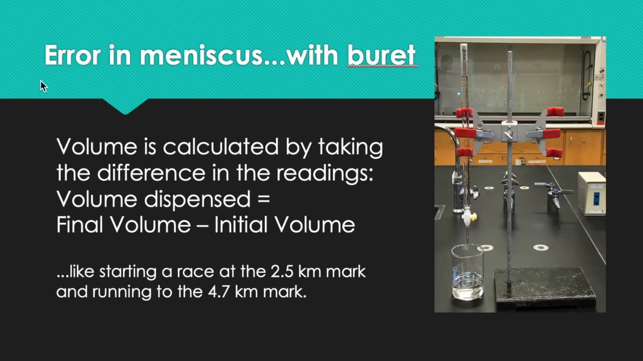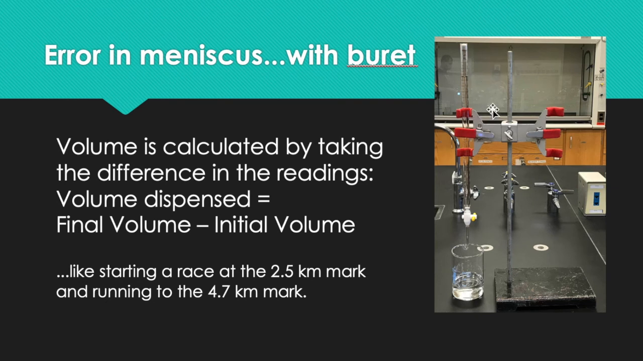Here's something else that could happen with an error reading the meniscus. This time, instead of a graduated cylinder, I thought we might be adding the volume using a burette. So this is what a burette is. It's a glass tube with a stopcock on the bottom, and you use it by dispensing liquid. You open the stopcock and you can add it to a beaker or to a reaction. Unlike the graduated cylinder, you are not concerned with how much liquid is in the entire burette. The way that a burette is used is that you take an initial reading and then you add some liquid to wherever you want to add it to, and then you take a final reading.